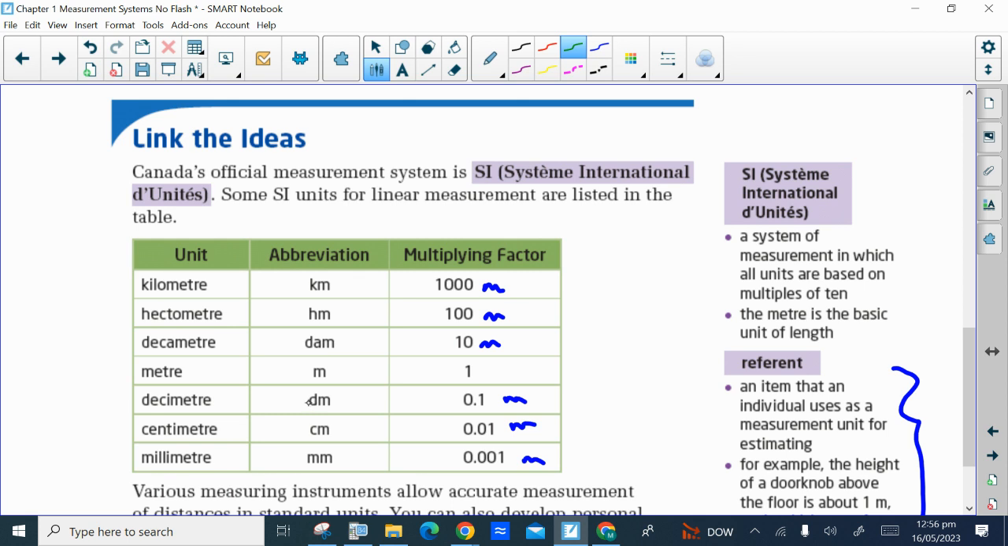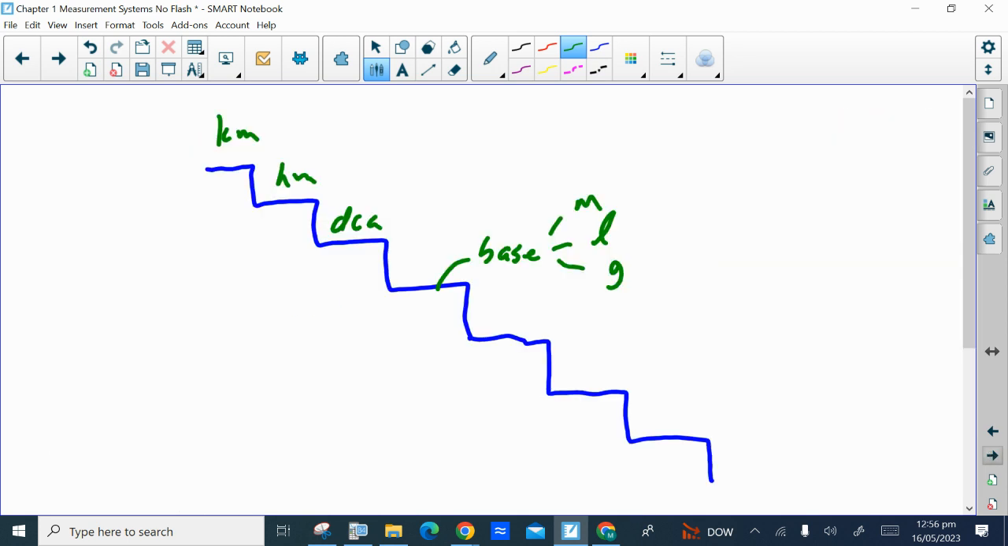The next ones below the meters are the decimeter, the centimeter, and the millimeter. So DM, CM, and MM. Maybe I'll go DCI, just so we are clear. The first one, the one higher than the meter, is the deca, and the one below the meter is the deci.